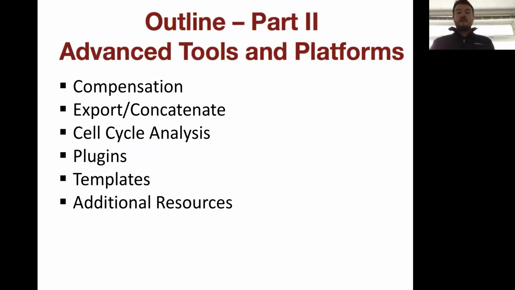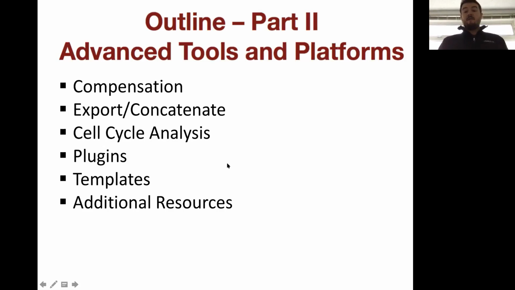All right, so in the second section of this tutorial, we're going to touch on a lot more of the analysis functions within FlowJo: compensation, exporting, concatenating, just touch briefly on the cell cycle analysis platform, plugins, templates, and then I'll show you some additional resources.